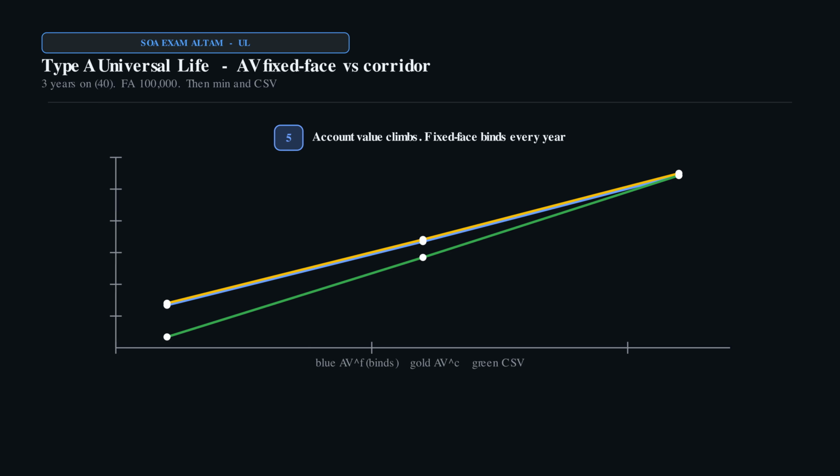Corridor sits just above fixed face every year, so the min is always AVF. On exam day, do not iterate. Type both quotient forms, take min, then max of 0 and AV minus the surrender charge. Next opening AV is that min, cell O rolled forward.